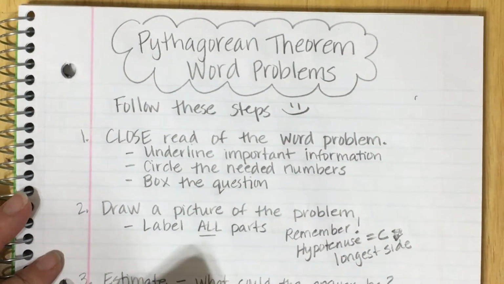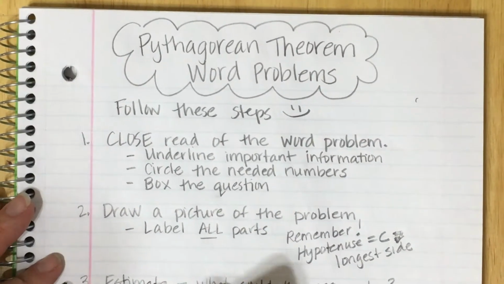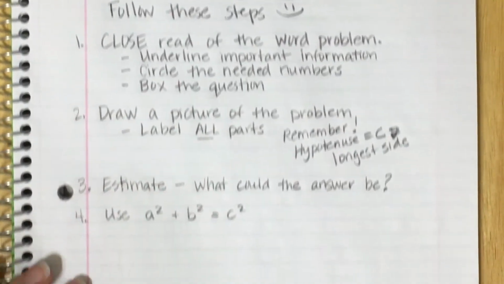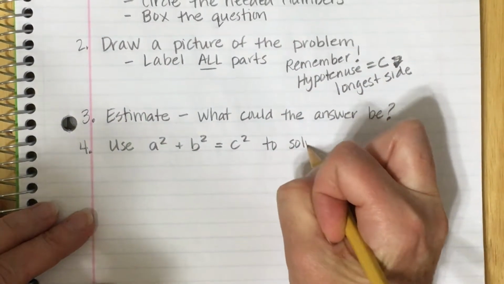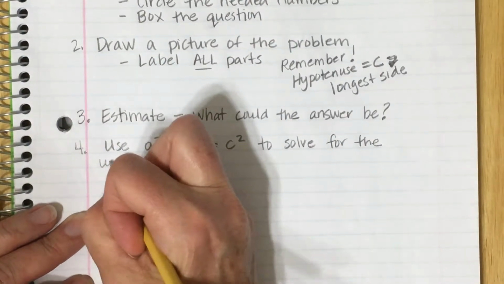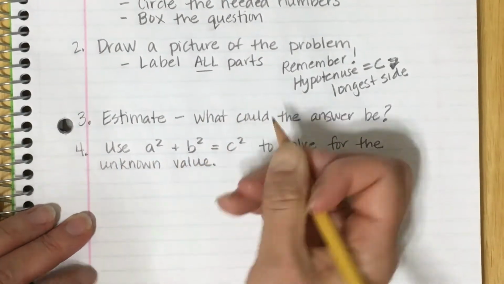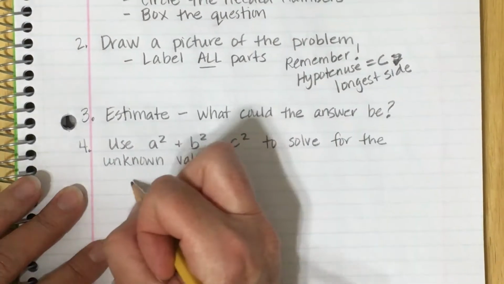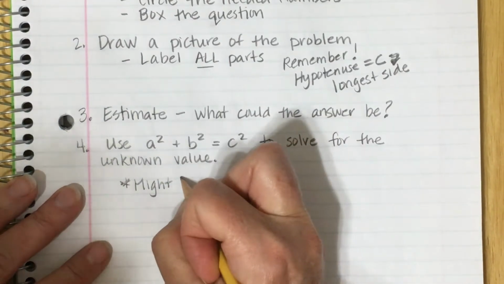Once you've done an estimate, then number 4, you are going to use a squared plus b squared equals c squared to solve for the unknown value. Now, sometimes you'll be done at this point. You just have to find the missing value, but sometimes you might have to use the value to find another answer.